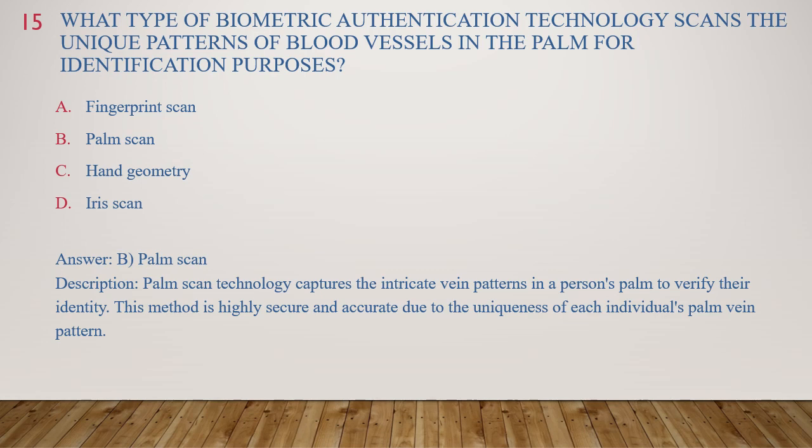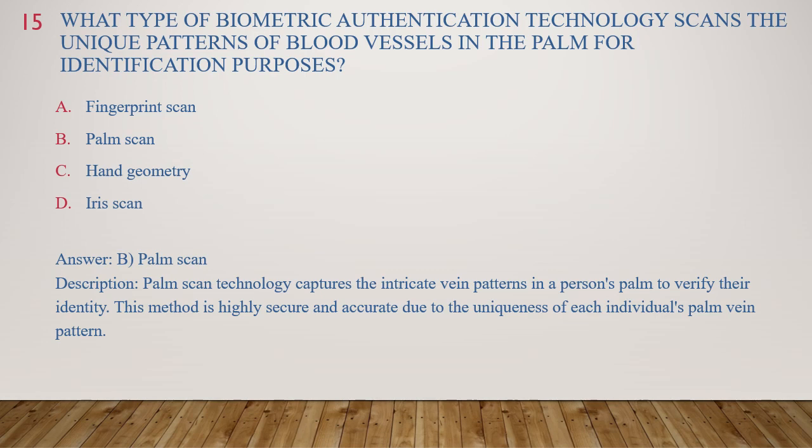A. Fingerprint scan. This captures the ridges and valleys on the surface of the skin, not the blood vessels beneath. C. Hand geometry. This measures the size and shape of the hand, not the specific vein patterns. D. Iris scan. This scans the colored part of the eye surrounding the pupil, not the blood vessels. Palm vein recognition uses near-infrared light to capture the unique pattern of blood vessels beneath the skin of the palm. This technology offers several advantages over other biometric methods.